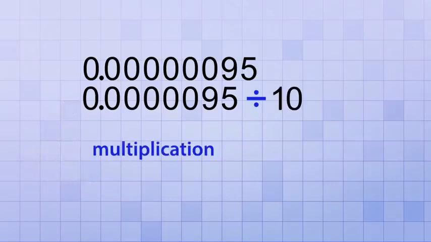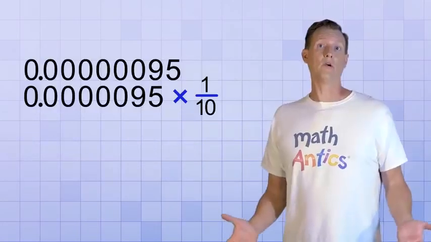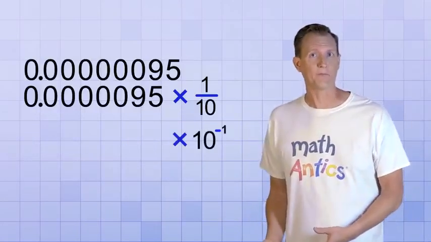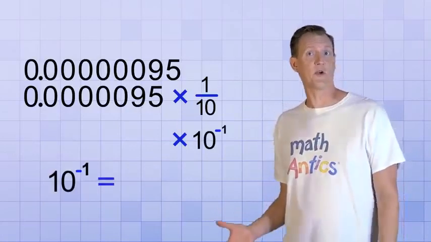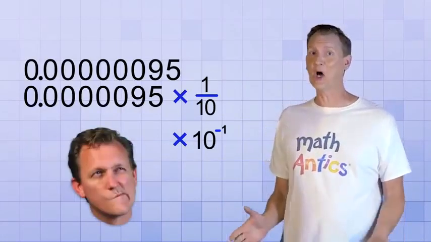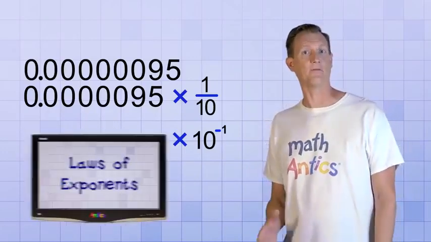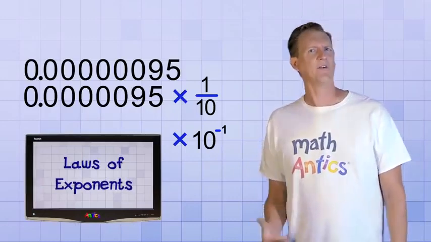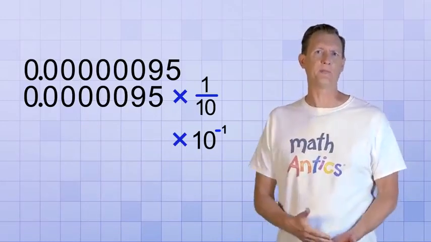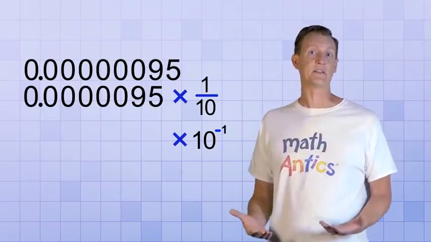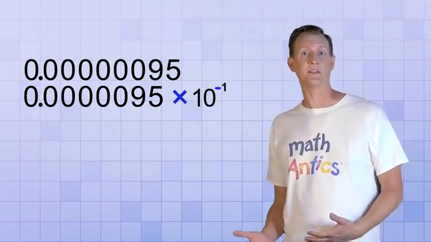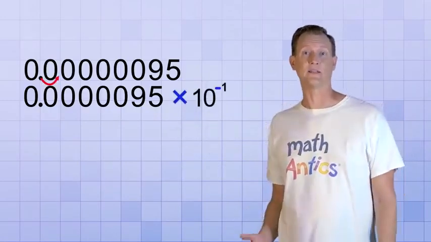And because of the way multiplication and division are related, dividing by 10 is the same as multiplying by 1 over 10, or 1/10. So we can just multiply by 1/10. Or we can multiply by 10 to the negative 1. Because 10 to the negative 1 is just another way of writing 1/10. That may seem odd if you haven't learned about negative exponents before. And we explain it in more detail in our video about the laws of exponents. For now, all you really need to know is that multiplying by 10 to the negative 1 is the same as dividing by 10. So it compensates for shifting the decimal point one place to the right.